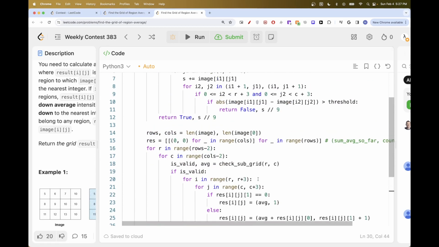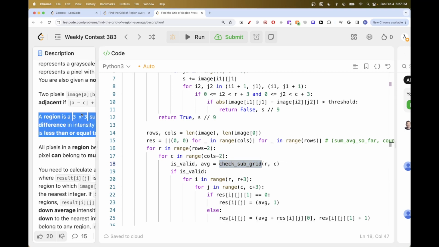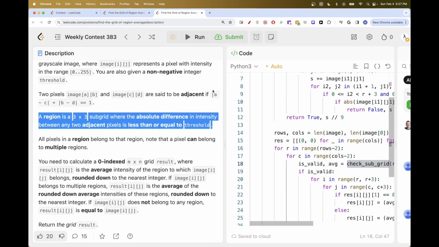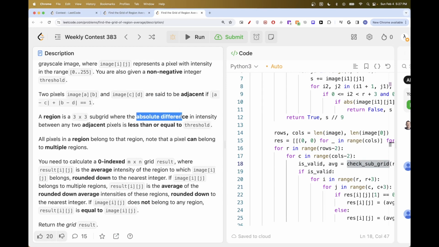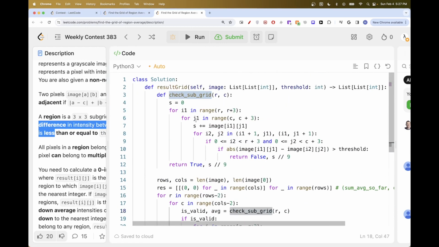Okay, so now the last part is going to be just checking if this condition for a region is valid or not, which primarily is going to be checking if the absolute difference between any adjacent pixels is less than or equal to threshold.